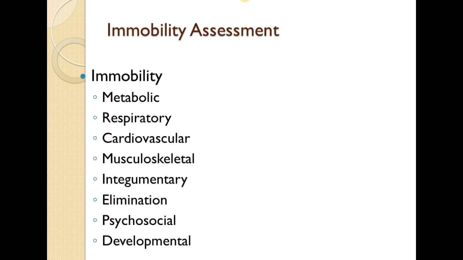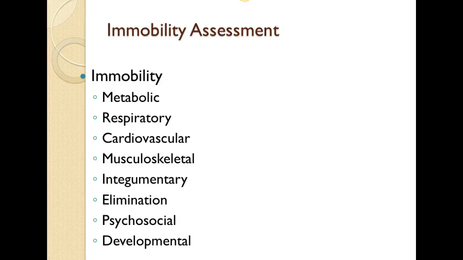The immobility assessment consists of the following categories. Metabolic assessment includes measurements and analysis of intake and output to assess for dehydration. The respiratory assessment includes inspecting the chest wall for movement and auscultating the lungs for decreased breath sounds, crackles, and wheezes. The cardiovascular assessment includes measurement of vital signs, peripheral pulses, apical pulse, orthostatic hypotension, deep vein thrombosis, and edema. A dislodged venous thrombus, called an embolus, can travel through the circulatory system to the lungs and impair circulation and oxygenation, resulting in tachycardia and shortness of breath.